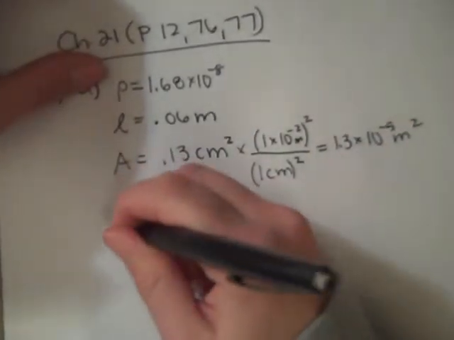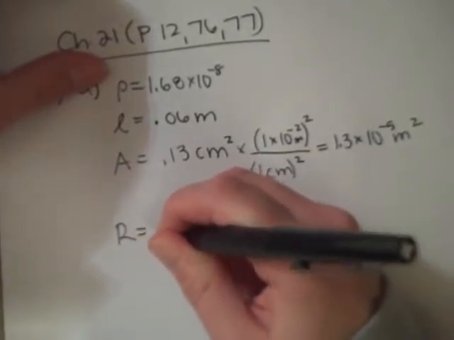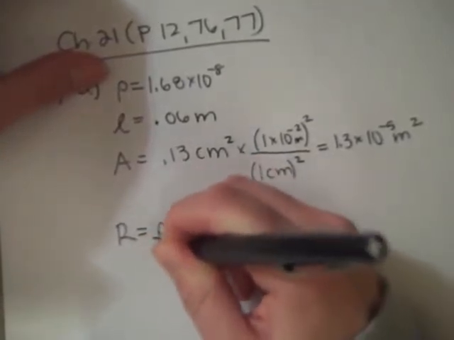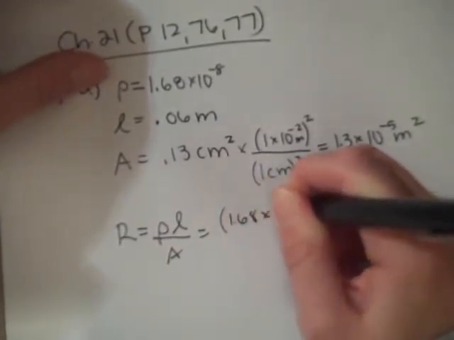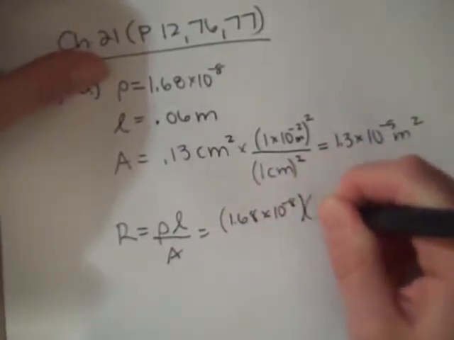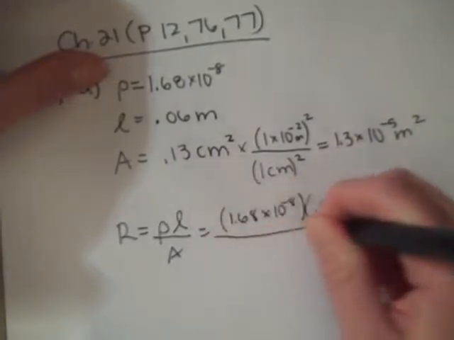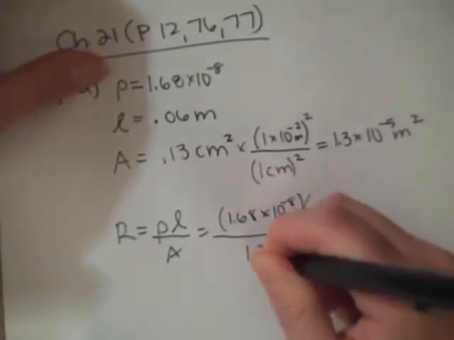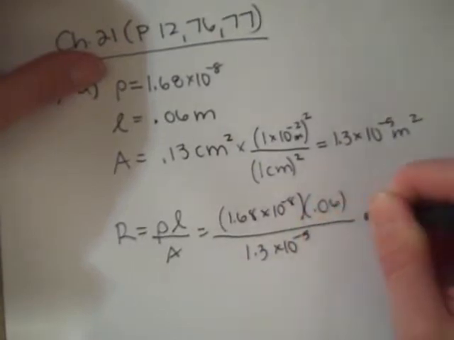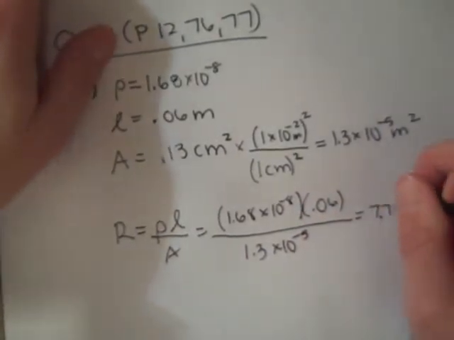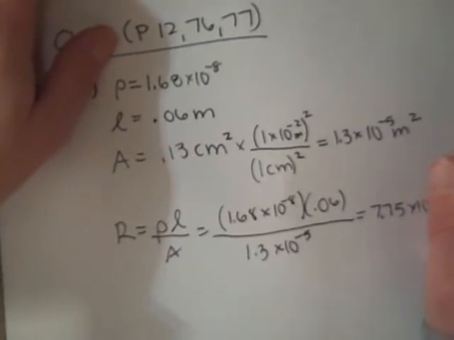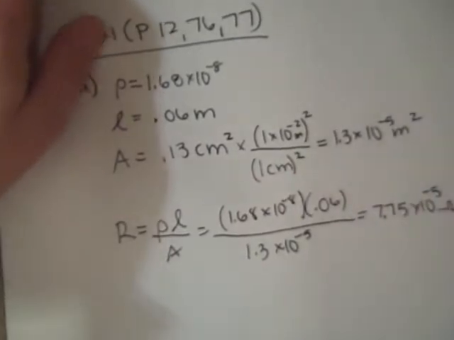From there, we can go ahead and get the resistance of the wire, which is rho times L divided by A. So we get 1.68 times 10 to the negative eighth times the length of wire, 0.06, divided by the area, 1.3 times 10 to the negative fifth. And we get a total resistance of 7.75 times 10 to the negative fifth ohms.